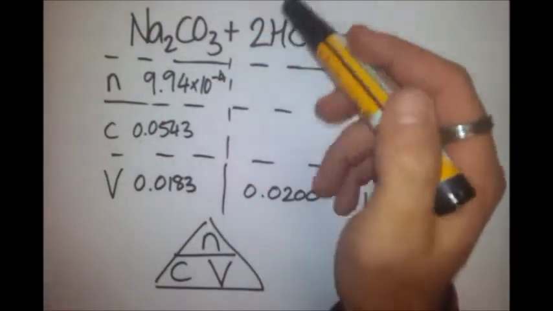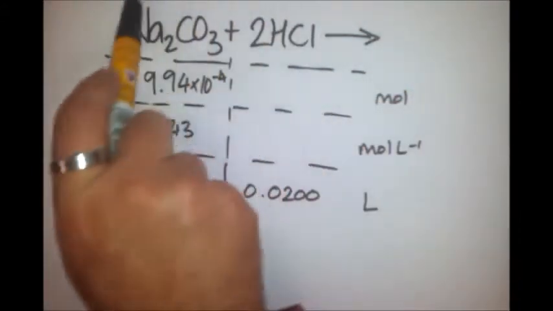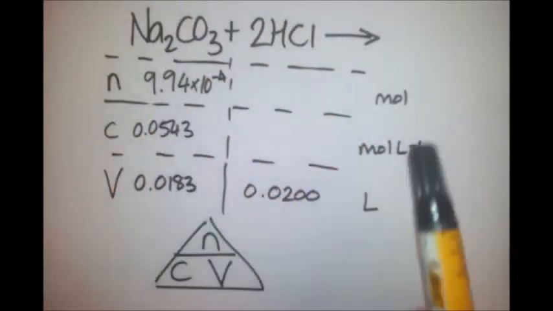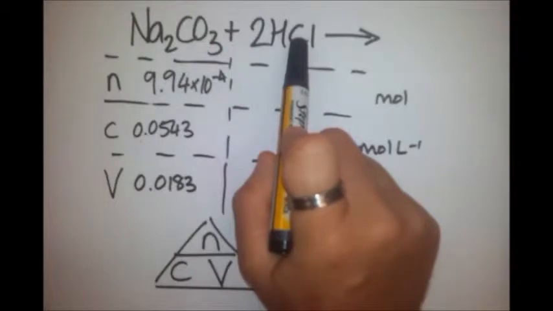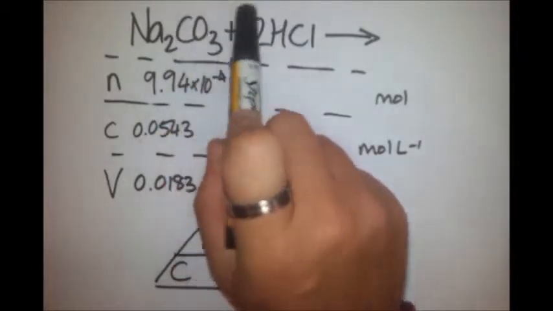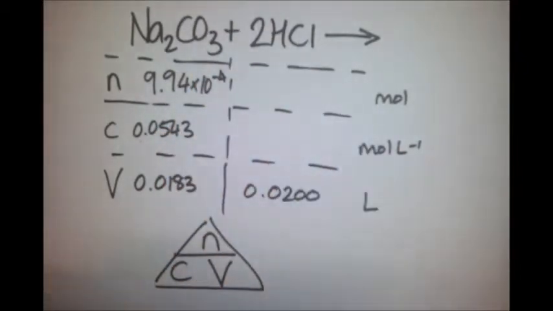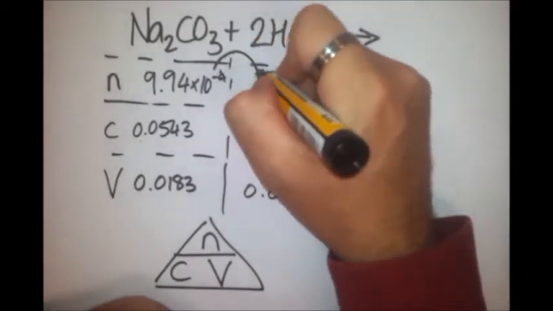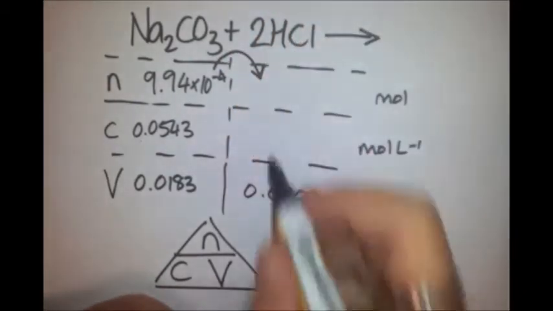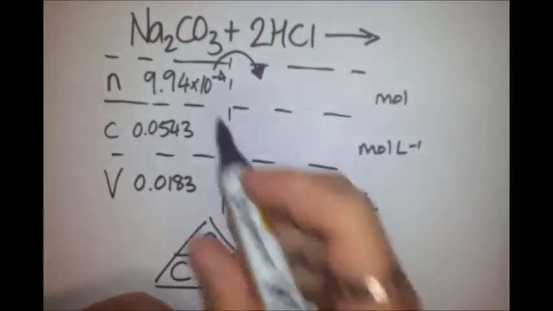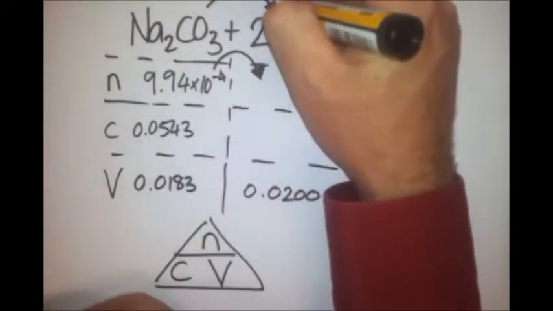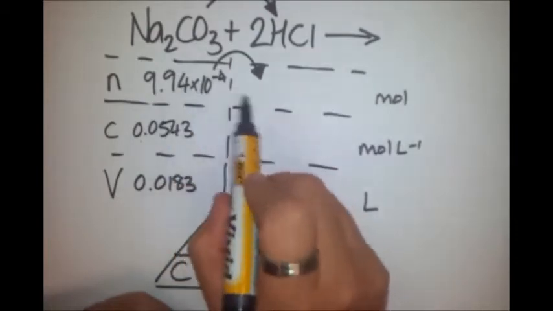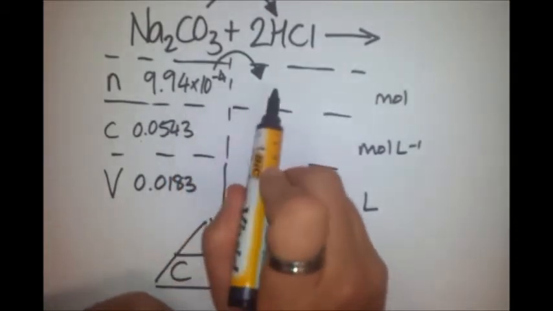Now this next step is very important. This next step is why we wrote the balanced equation. If there was 1 mole of these, there'd be 2 moles of this. So if there were 2 moles of this, I'd have 4 moles of this. The process I'm doing to go from here to here is times 2. I'm going times 2 to go from here to here. So therefore, I must do the same in my moles area here.